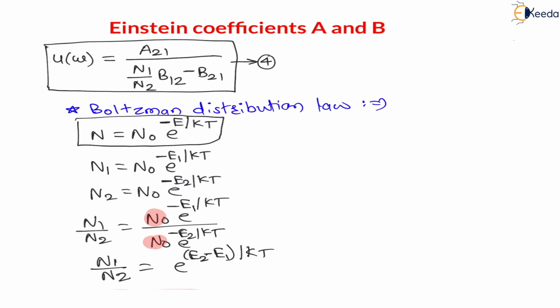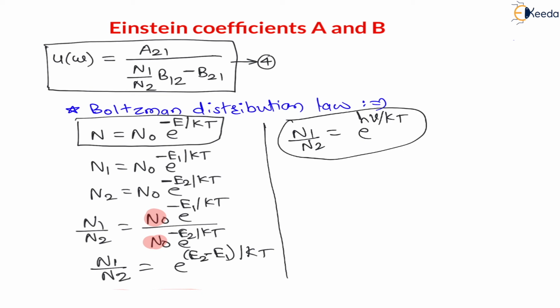And my dear students, what is this E2 minus E1? It is the energy of one photon, h nu. This is the energy of one photon, already we have seen, h nu. Therefore, the same equation can be written as N1 divided by N2 is nothing but e power h nu divided by kT. Let us put this N1 by N2 in this fourth equation. Then you will get one fifth equation.